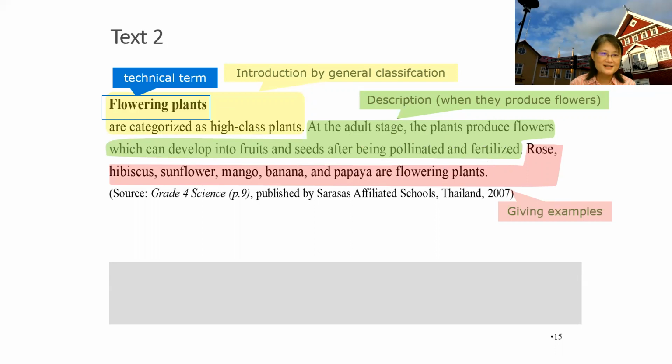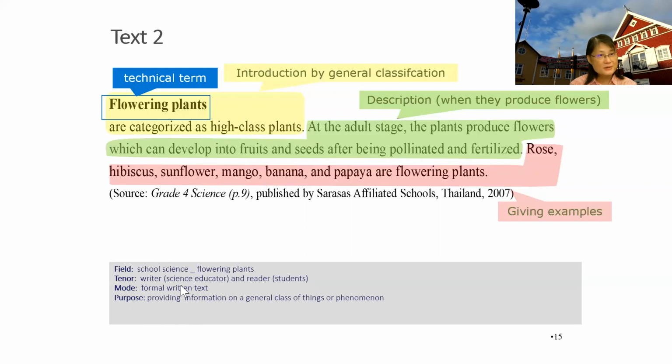Highly coherent. It goes through the different stages to inform you about this topic, the flowering plants. So again, we can analyze the register. The field is school science, flowering plants, the topic. The tenor: you can see the vocabulary is largely related to flowering plants, to science. The writer and the reader are not really friends. The relationship is kind of hierarchical, so it's a little bit impersonal, a bit formal, a bit cold. And the mode is written text.